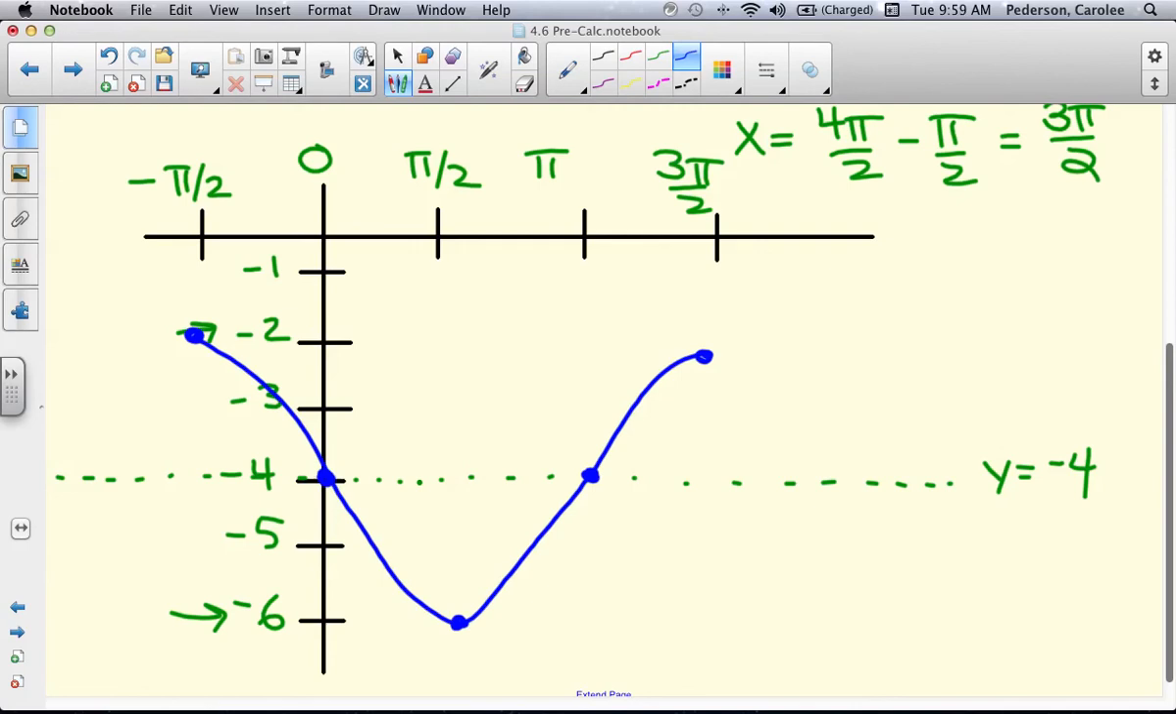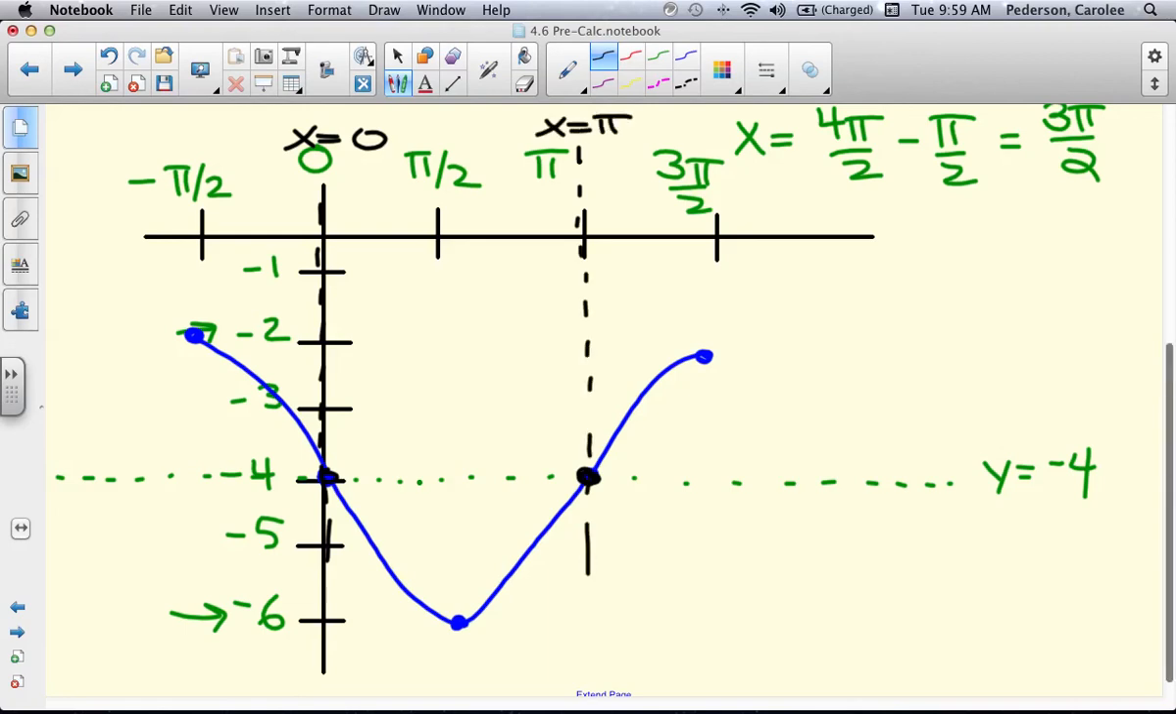To save some time, we'll just go ahead and construct our vertical asymptotes. Where will our vertical asymptotes be at? What x values? 0, yep. 0 and pi. So I'm going to have a vertical asymptote right here at x equals 0. You want to label those on your graph. And the other one right here at pi.